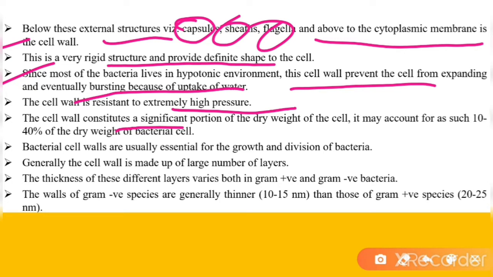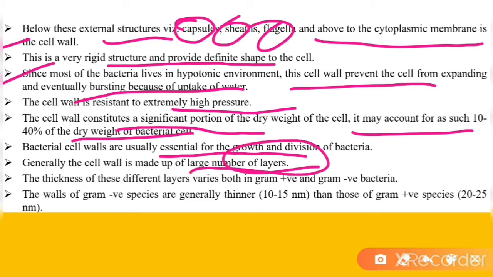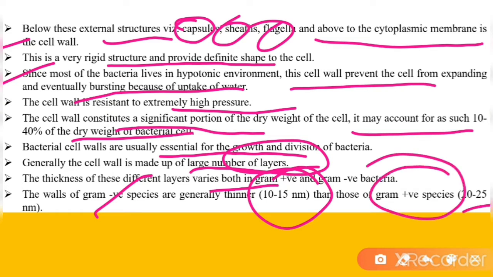The cell wall constitutes a significant portion of the dry weight of the cell. It may account for 10 to 40% of the dry weight of the bacterial cell. Bacterial cell walls are usually essential for the growth and division of bacteria. Generally, the cell wall is made up of a large number of layers. The thickness of these layers varies in gram-negative and gram-positive bacterial cells. The walls of gram-positive and gram-negative bacteria are different from each other. Gram-negative walls are generally thinner, 10 to 15 nanometers, while gram-positive walls are 20 to 25 nanometers in thickness.